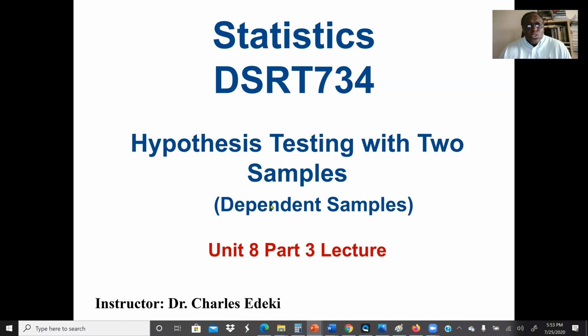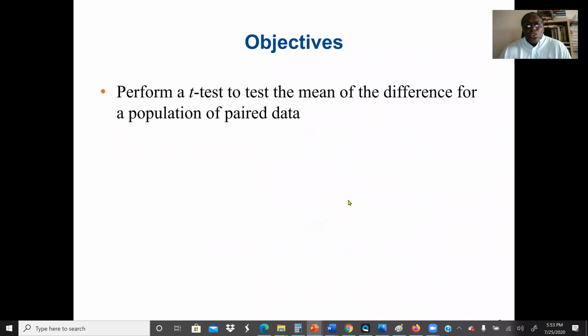In these lectures, we're going to continue with our hypothesis testing topic. And this time, our main objective is hypothesis testing with two samples. That's two independent samples. So our main objective is to perform a t-test to test the mean of the difference for a population of paired data. So again, here we are going to test two different samples, two dependent samples, hypothesis testing.